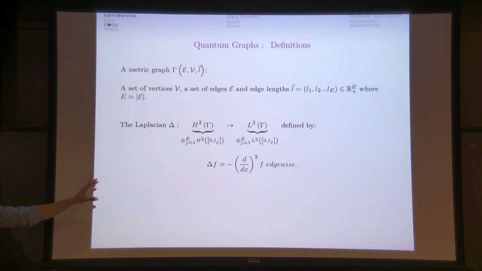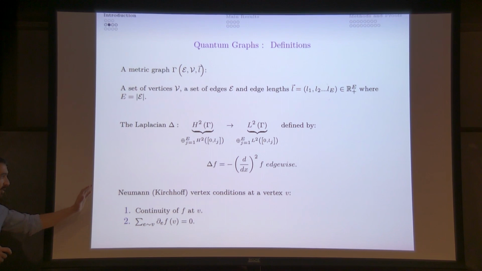I need to say something about the compatibility on the vertices, and I will go with the easiest example of vertex conditions, which is the Neumann, sometimes called Kirchhoff, vertex conditions, where I demand that the eigenfunction be continuous on the vertices, and the sum of incoming derivatives vanish. This would give that the probability current would satisfy a Kirchhoff law.